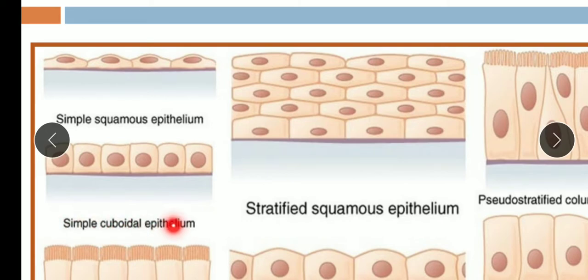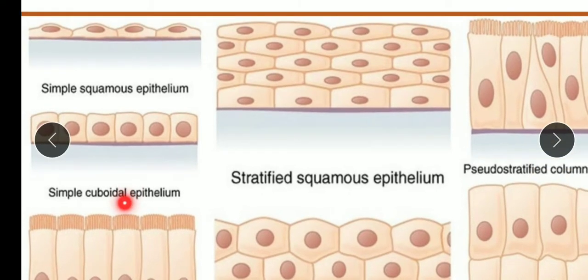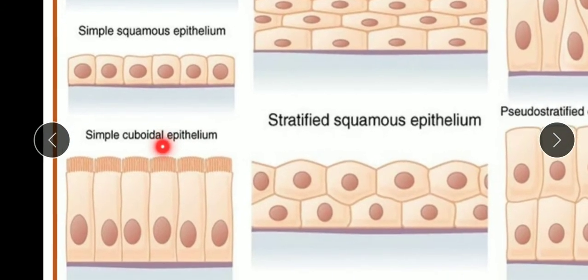Next is the simple cuboidal epithelium. You see, this is simple cuboidal epithelium. In this the cells are cuboidal in shape. So more or less they are square shaped, they are of equal height and width, and in surface view they look polygonal in shape. Next we will see the simple cuboidal epithelium and simple squamous.